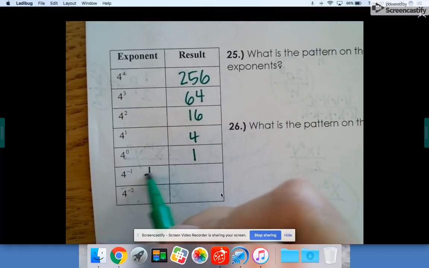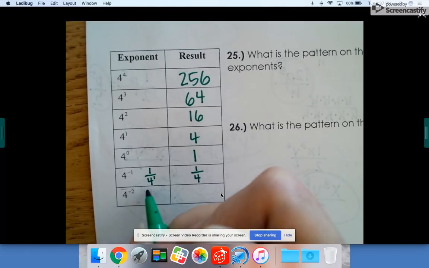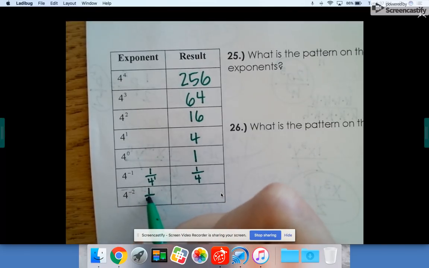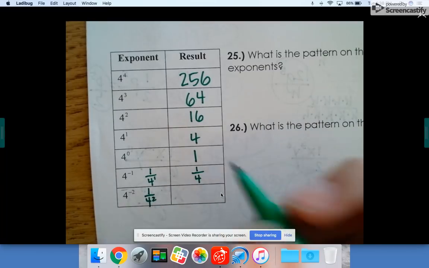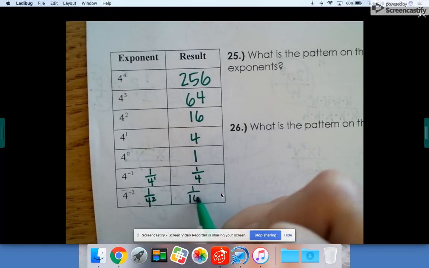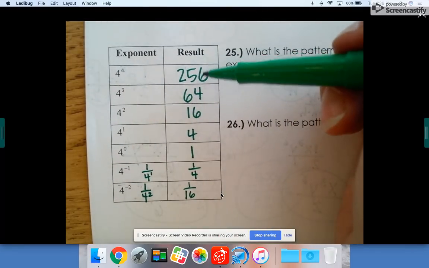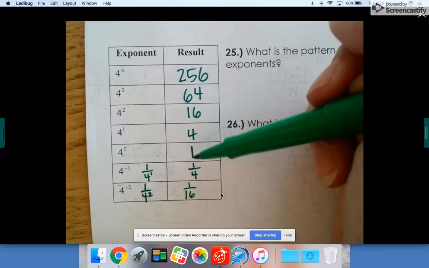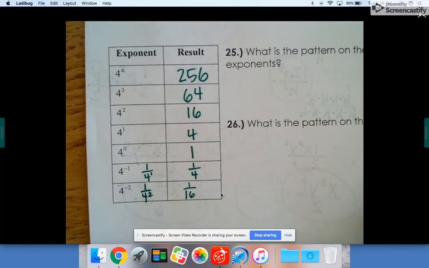You have to flip it to the bottom, and it becomes a positive 1. So that's 1/4. You have to flip it to the bottom. If there's nothing up top, there's a hidden invisible 1 up top. 4 squared is 16. And it would just keep going. So I want you guys to see how huge the number is, and then it becomes 1, and then it becomes getting really tiny, tiny, tiny fractions quick.